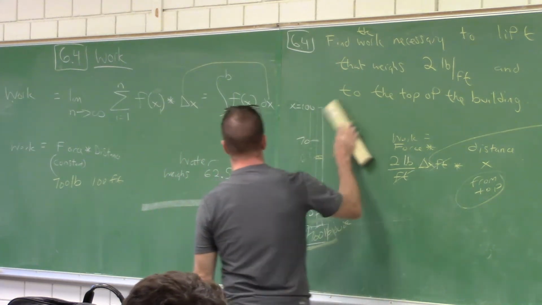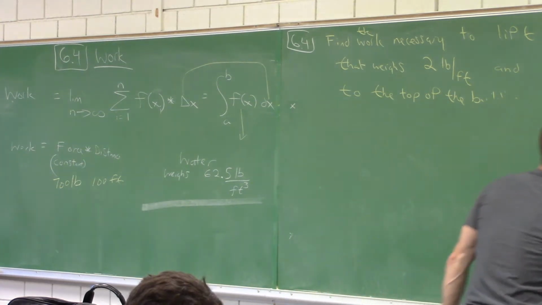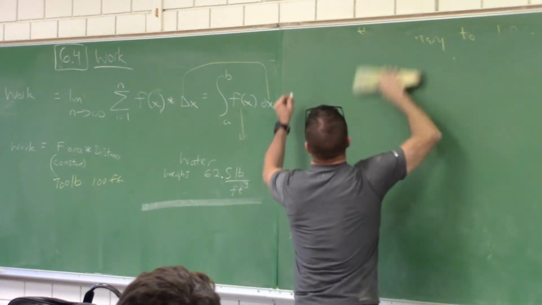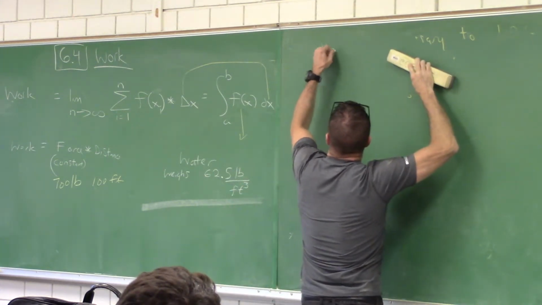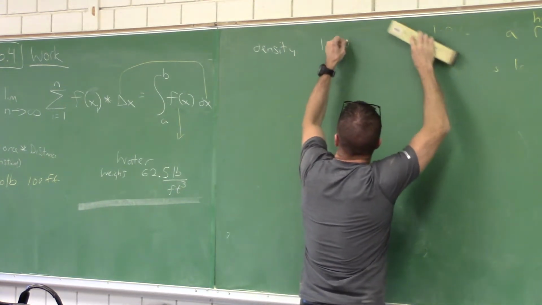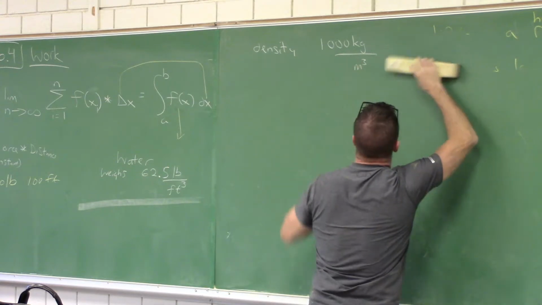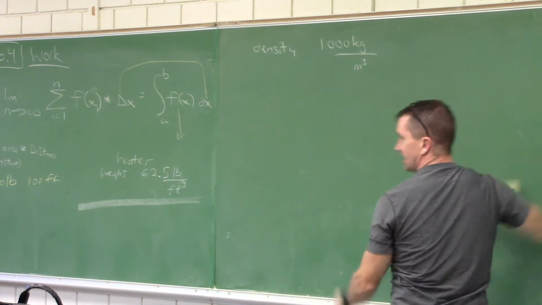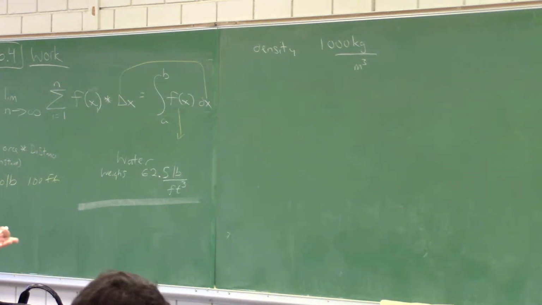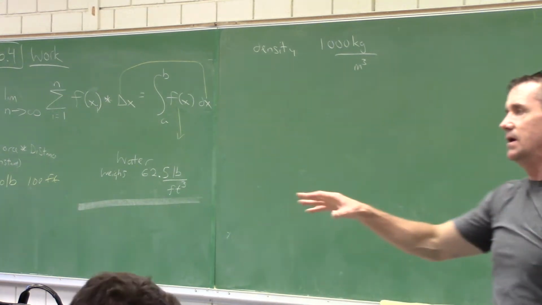Now, what about the metric system? What they're going to do in the book, and I'll put down a number, is in the metric system, they will give you the density of water. So let me just start with that. Density of water, 1,000 kilograms per cubic meter. So I'm going to start there, and then I'll put a number down here eventually. This is because half the problems in section 6.4 are dealing with the metric system.